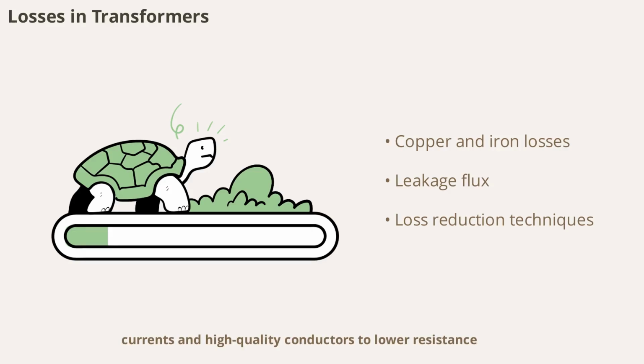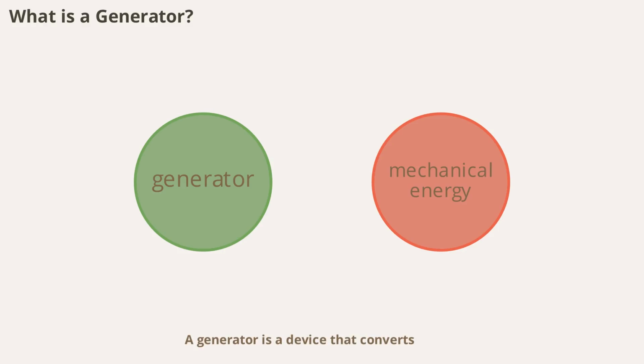A generator is a device that converts mechanical energy into electrical energy using electromagnetic induction. By rotating a coil within a magnetic field, generators produce an EMF which drives current through an external circuit. Generators are the backbone of power plants, providing electricity for homes, industries, and cities around the world.